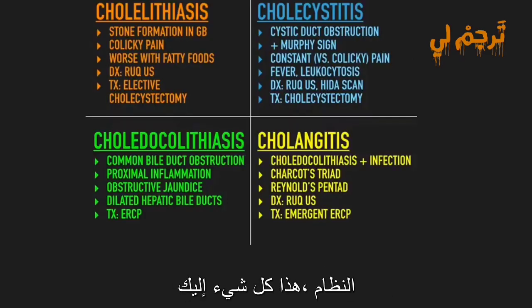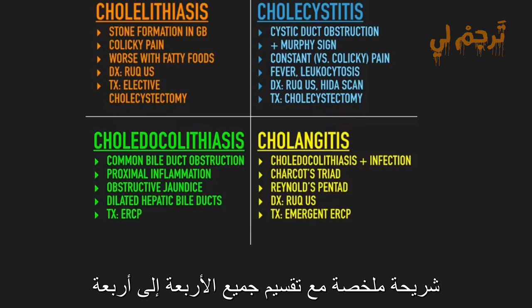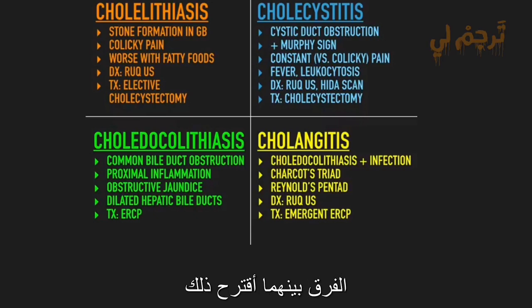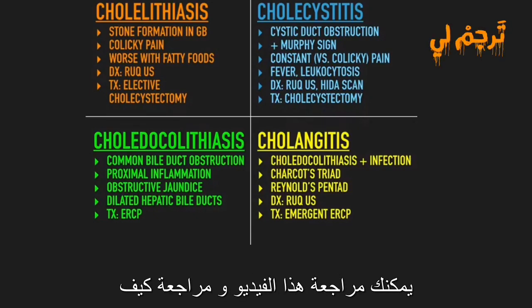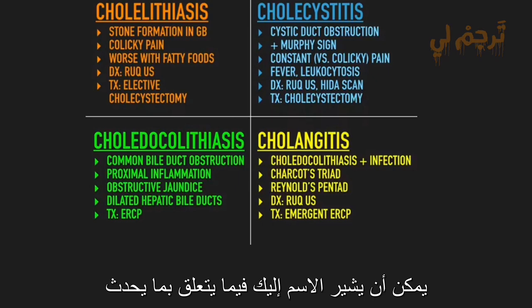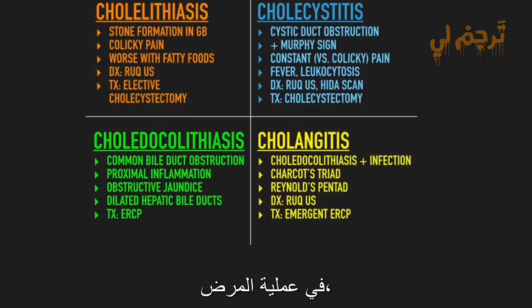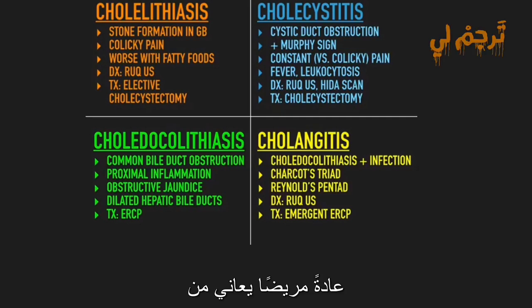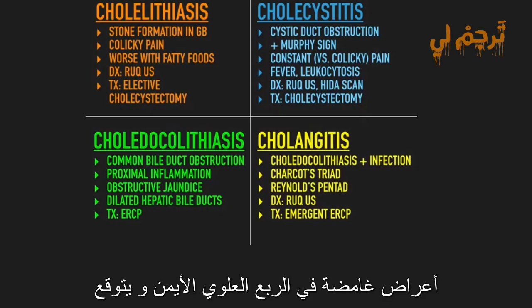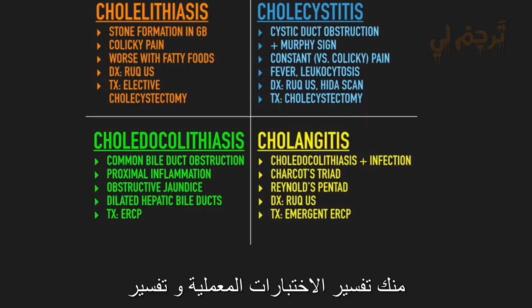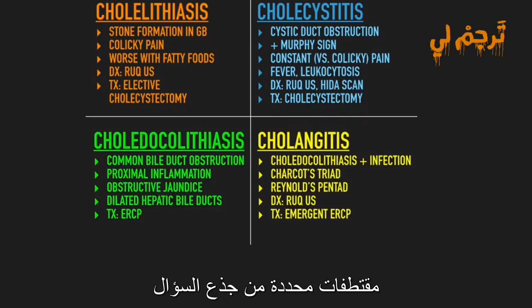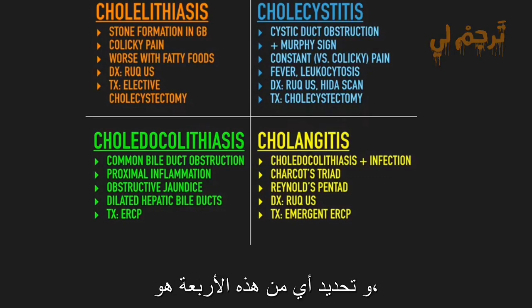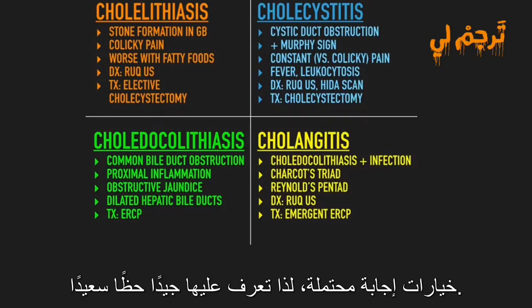That's it. Here's a summary slide with all four broken into 4 quadrants. You really want to know the difference between them. I suggest that you review this video and review how the name can tip you off as to what is going on in the disease process. Differentiating these 4 is extremely high yield, and USMLE and COMLEX will commonly give you a patient with vague right upper quadrant symptoms and expect you to interpret labs and interpret specific excerpts from the question stem and determine which of these 4 it is. These are usually all possible answer choices, so know them well.